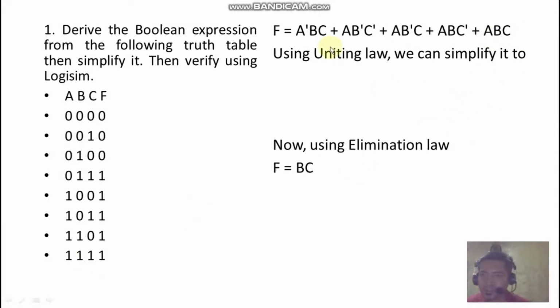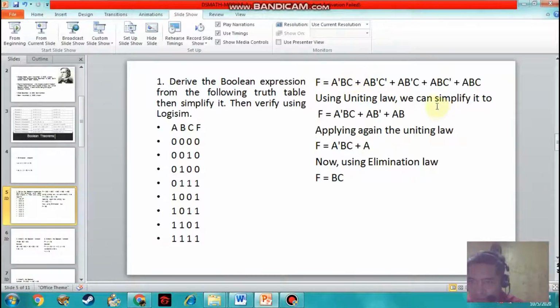So, in this case, kinuha lahat ng may output na F na 1. Rest kasi 0 naman yan eh. Ang magiging output nito 0. So, wala nang variables nun. Kaya, yung mga output lang na 1 ang kinuha. Okay? Klaro. So, let's try to simplify. Simplify natin.